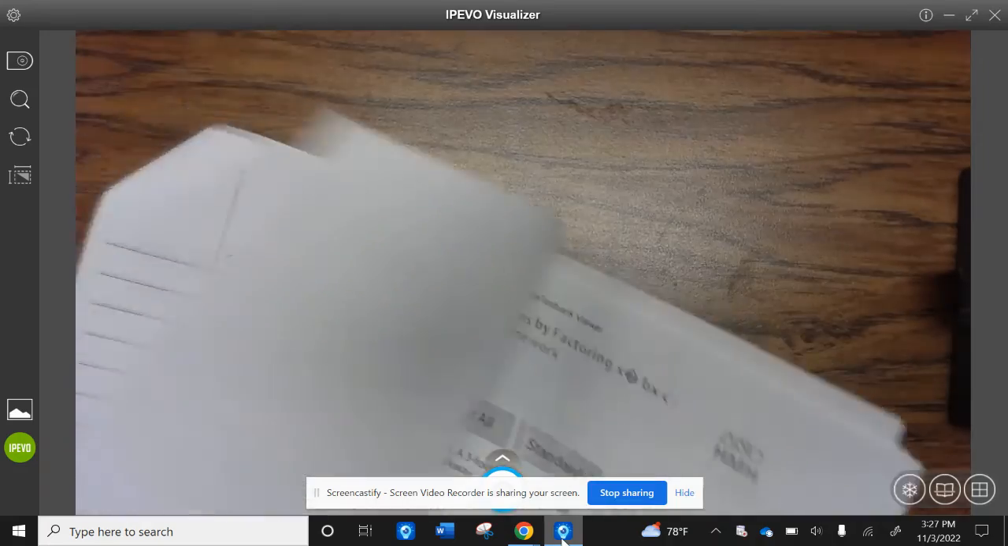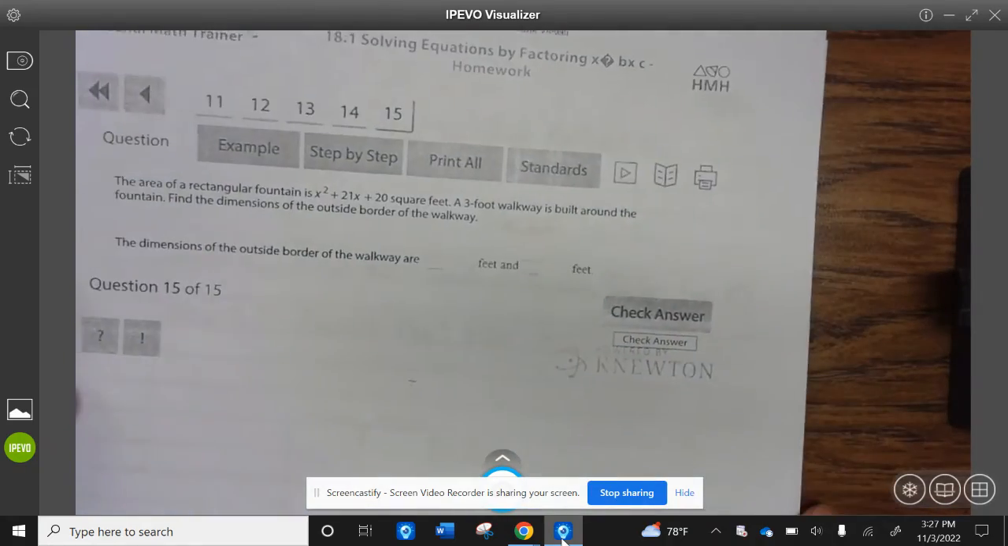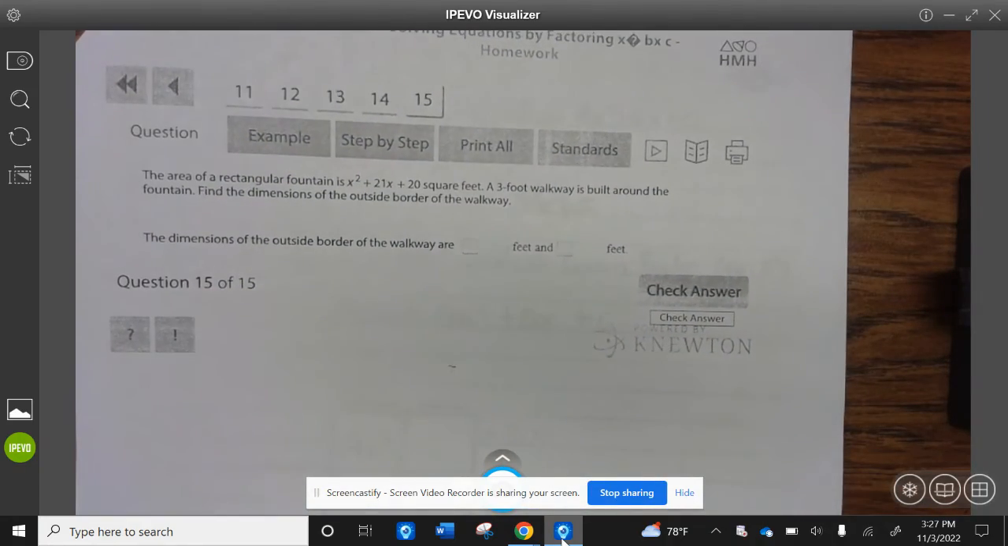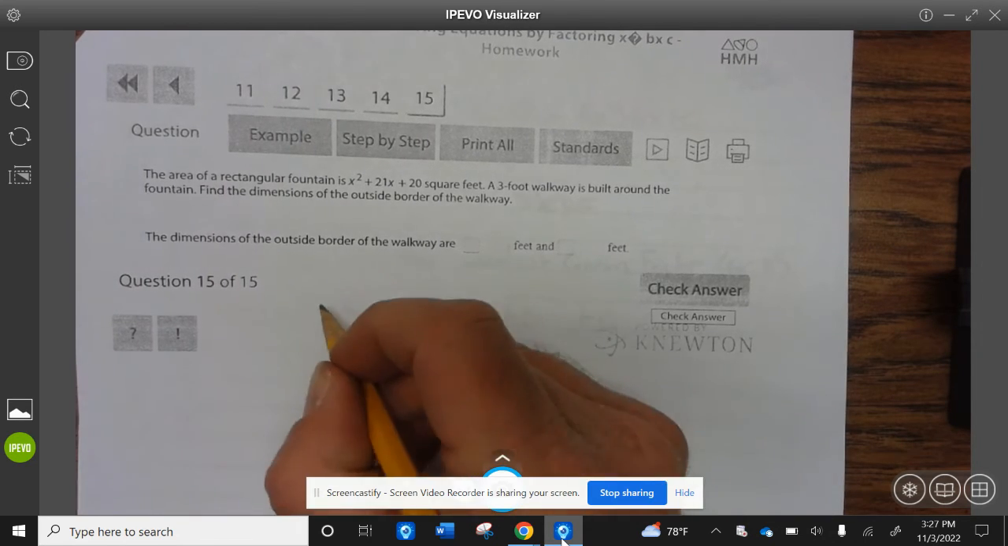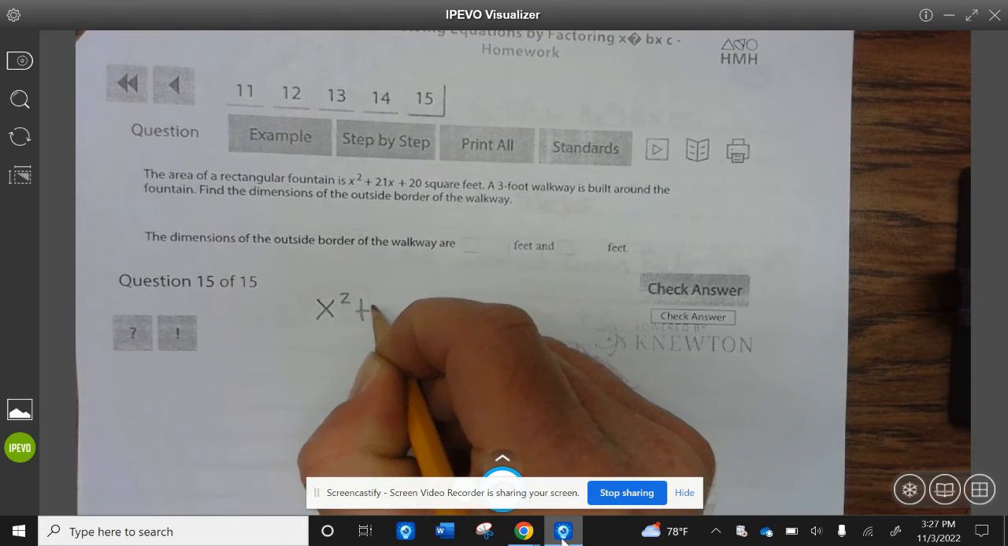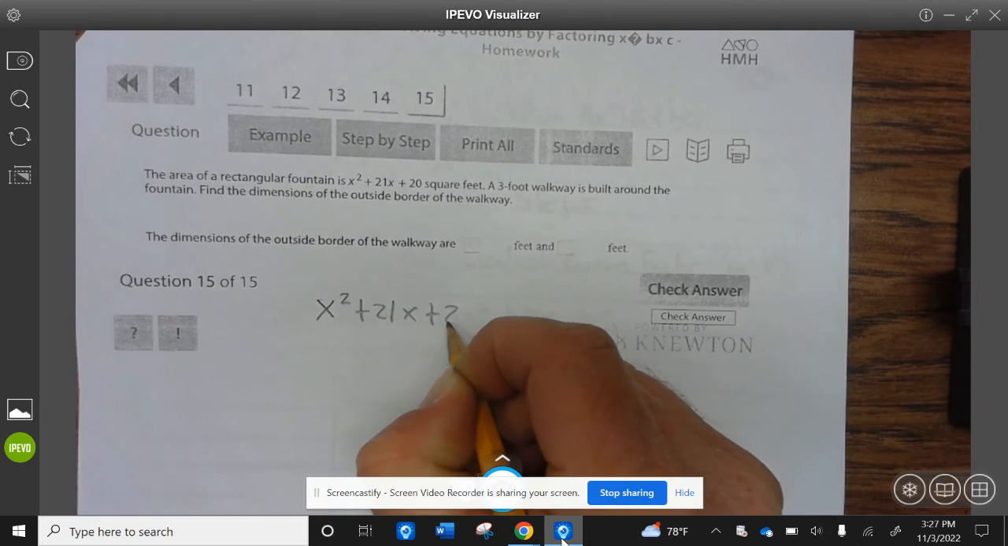All right. Last example, example 15. The area of a rectangle fountain is x squared plus 21x plus 20 square feet. A 3-foot walkway is built around the fountain. Find the dimensions of the outside border of the walkway. All right, so we have to factor x squared plus 21x plus 20.